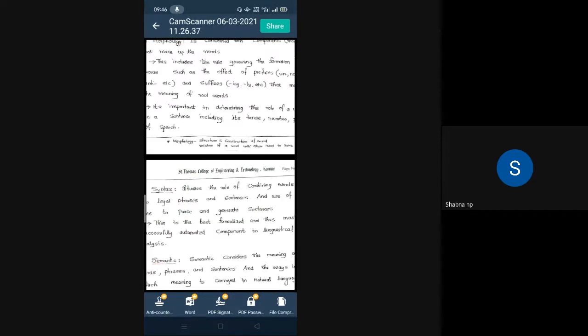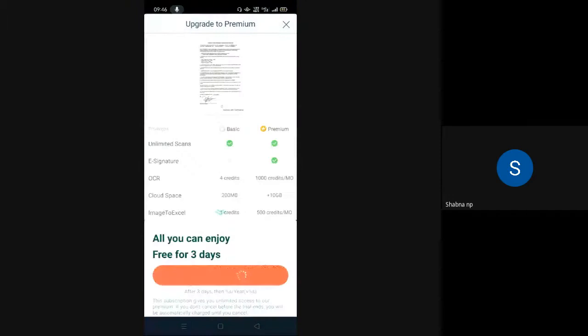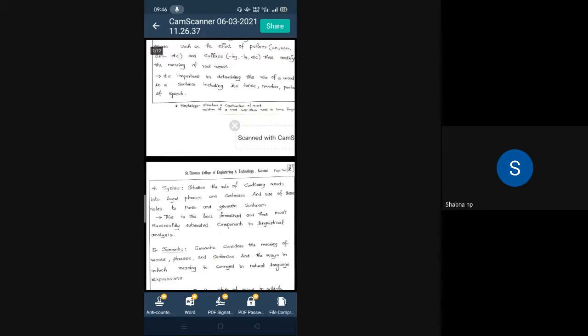Syntactic analysis studies the rules of combining words into legal phrases and sentences. That is called syntactic analysis. You already know what syntactic analysis is.